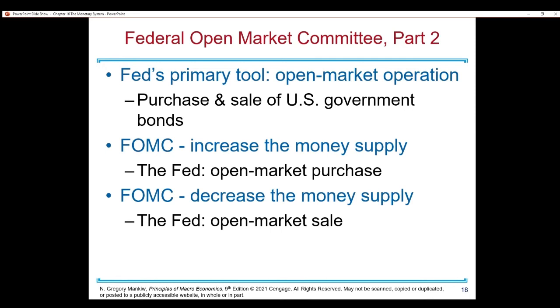When they want to decrease the money supply, they're going to do the opposite. They're going to sell bonds. They're going to sell bonds to the public. They're going to be given money from the public, and this is going to be taking money out of the hands of the public. These open market operations control the money supply.